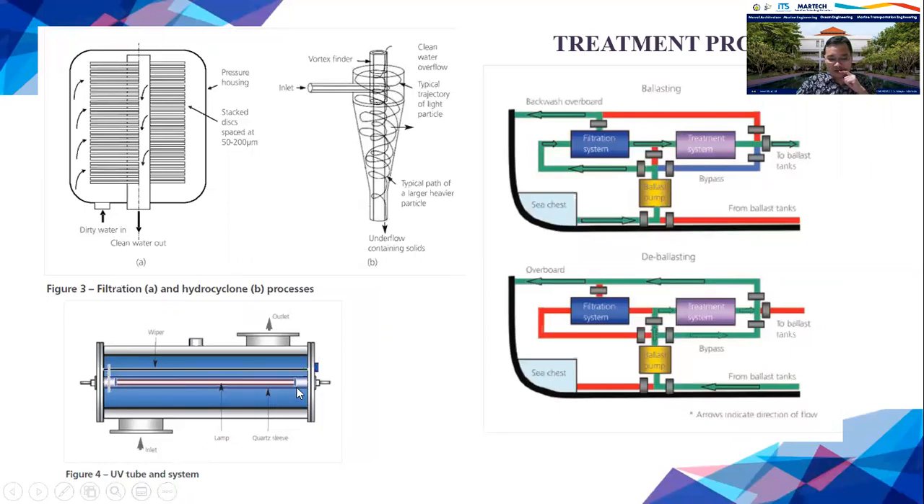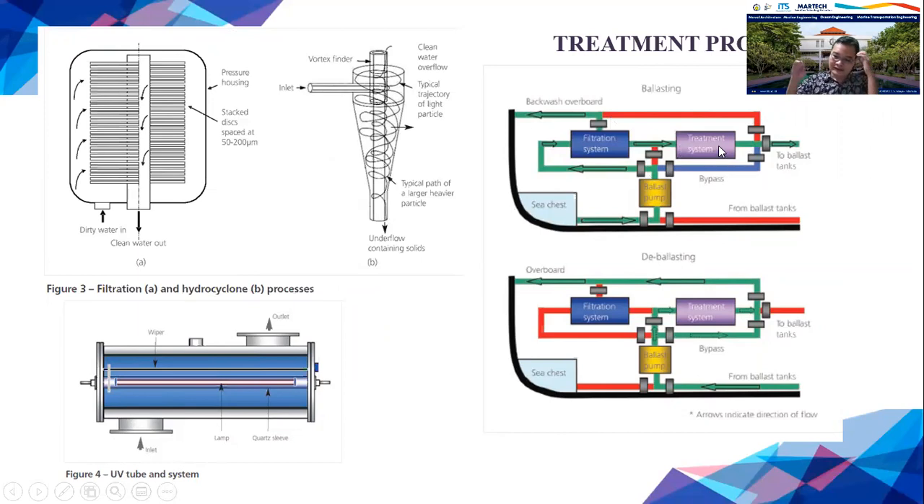This one is also the UV tube and system. The UV itself is inside here, then water comes in, and the ballast water comes out. And this one is some treatment process. If you have a look, this one goes from the sea chest, then the two ballast pumps, then entry to the filtration system and the treatment system.